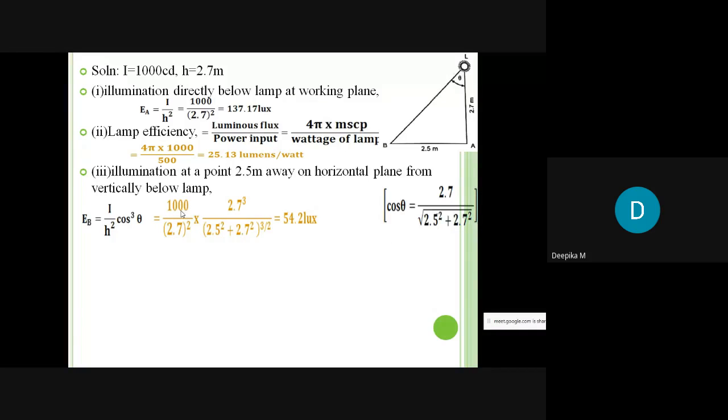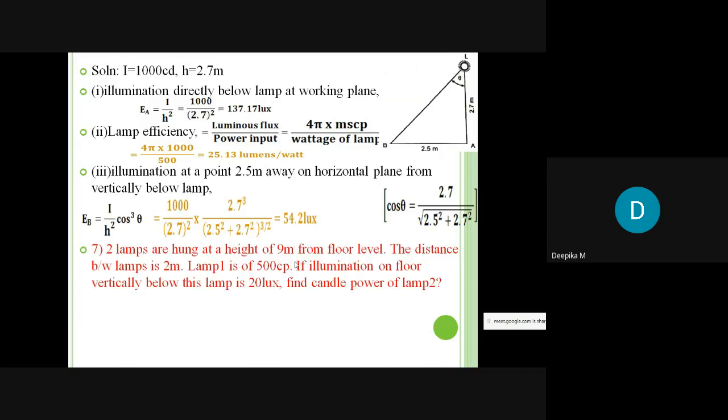I is nothing but 1000, h is nothing but 2.7, and cos theta is nothing but 2.7 by the hypotenuse. That is 2.7 cube divided by 2.5 square plus 2.7 square into 3 by 2, which is nothing but 54.2 lux. In this way, we can calculate this.